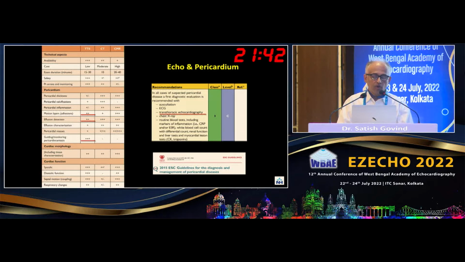When it comes to the morphology, it's somewhere in the middle, and looking at the function, it scores very well. But in all other respects, CT and MRI score well, so this is where it is. When it comes to the actual recommendation, it comes as 1C here, and this is the transthoracic.